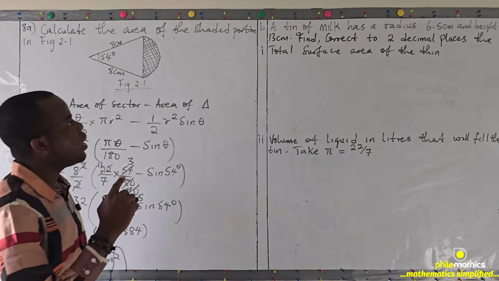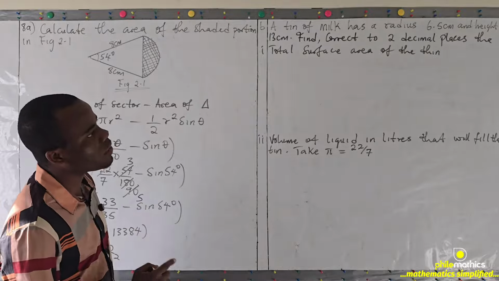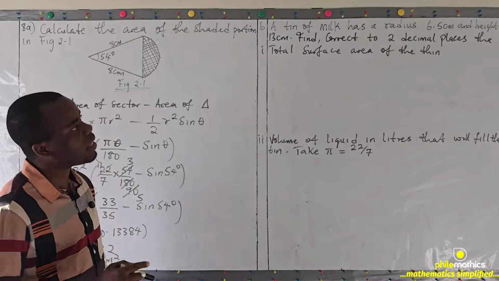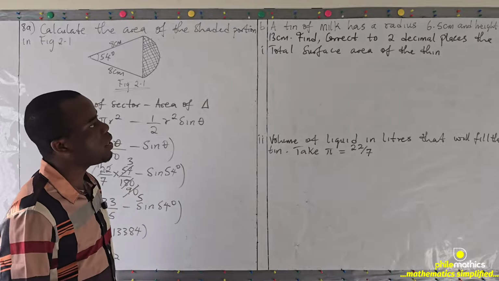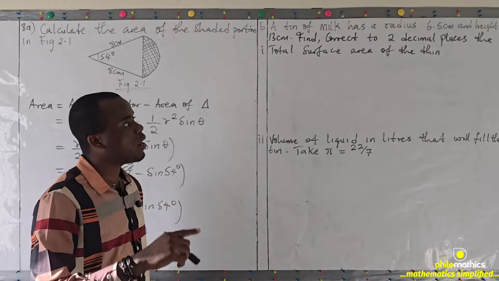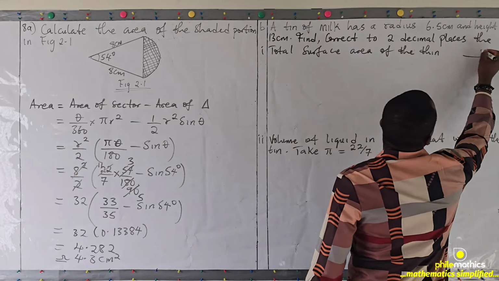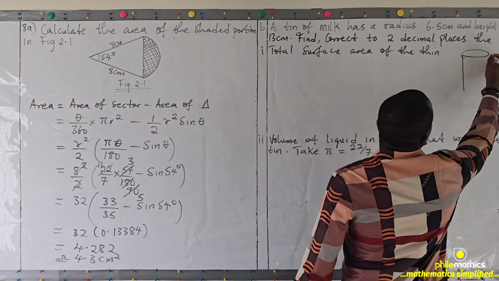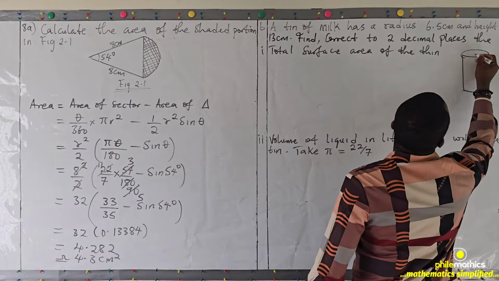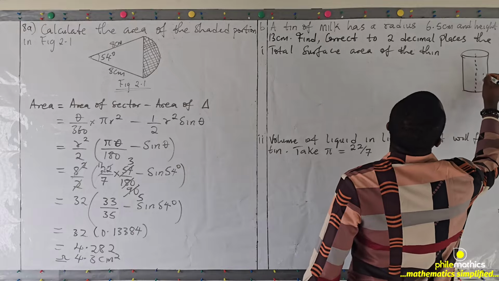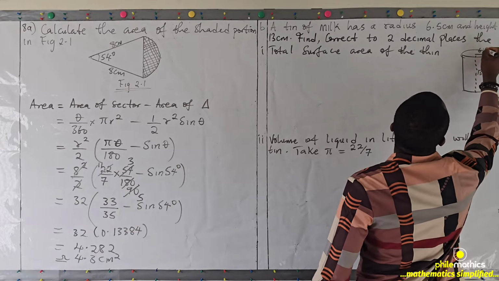B says a tin of milk has a radius 6.5 cm and height 13 cm. Find correct to 2 decimal places the total surface area of the tin. Recall that a tin is a cylinder, and so the height of the tin is 13 cm and the radius is 6.5.